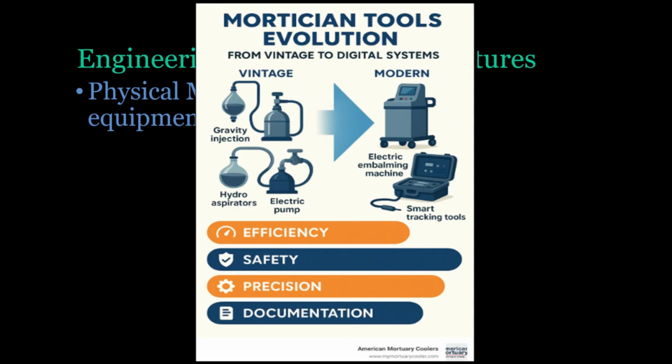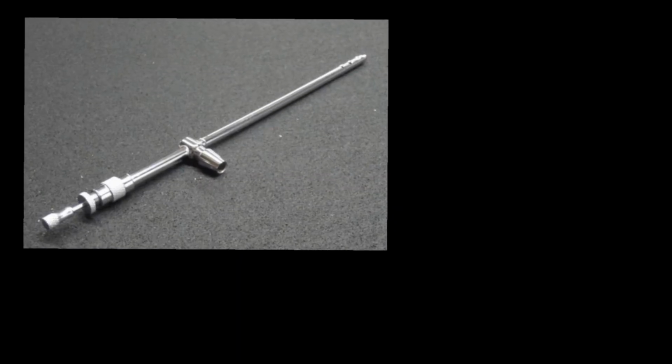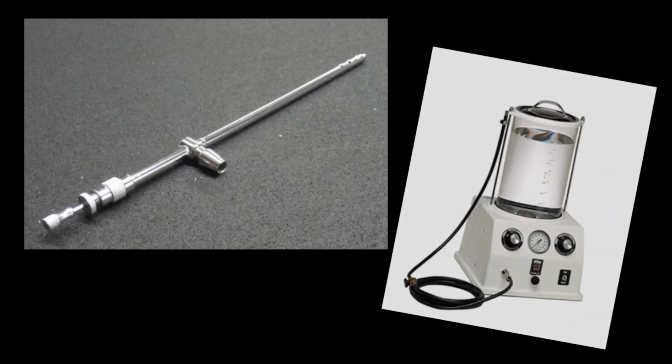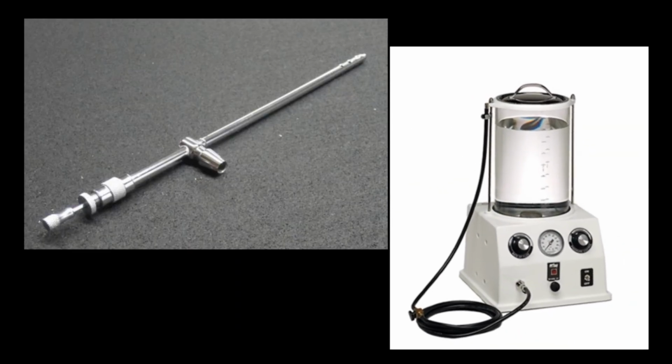So if you imagine going from the vintage gravity injection to the more modern, even computerized ones, it's a big difference. Or think of maybe a blood aspirator that has a special tubing valve that's added into it, to better and better machines, some that even are automated to do a lot of the work that used to be done by hand.